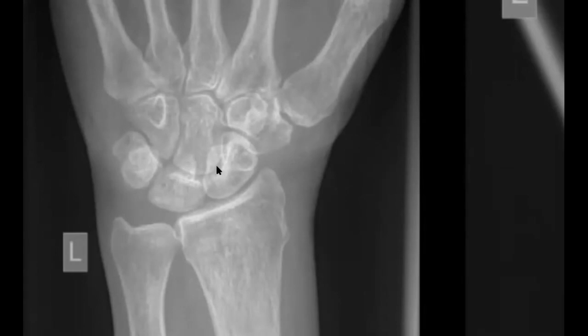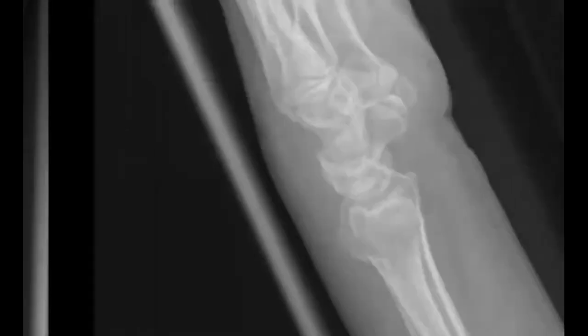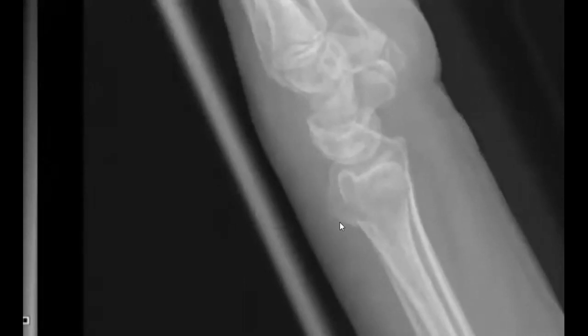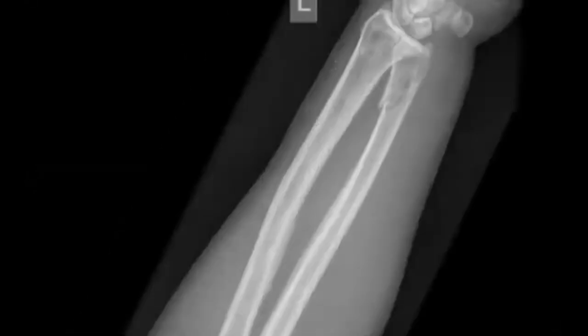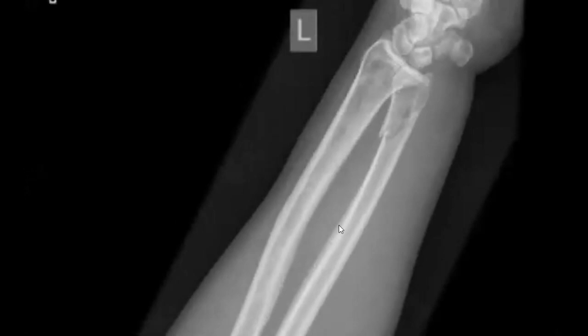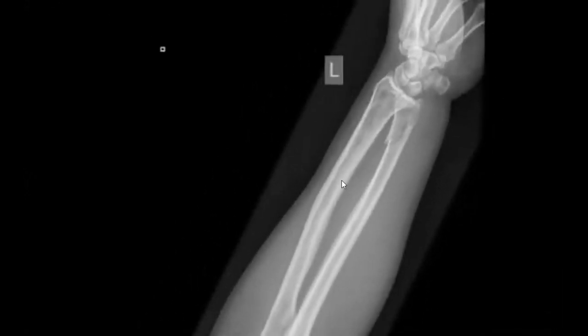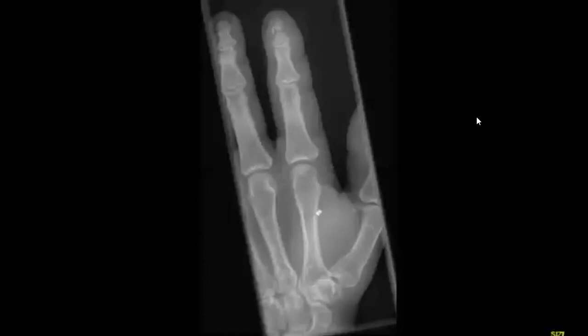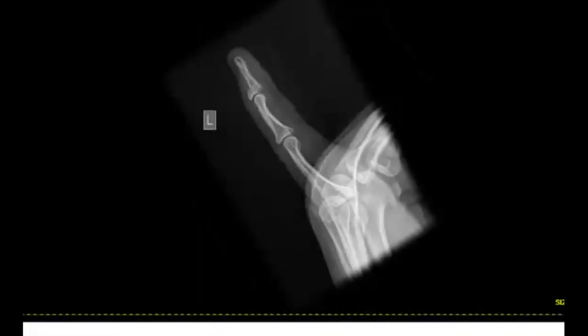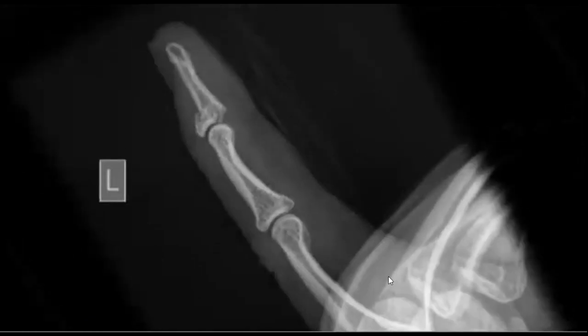Yes, so check the common sites, scaphoid and radius. Maybe in the lateral view, it will be easier to detect. Yes. This one is an easier one. I think this is one you could get easily. Yeah, distal ulna. There is already a foreign body and there is a distal phalanx fracture. I think this one is typical, distal phalangeal fracture.